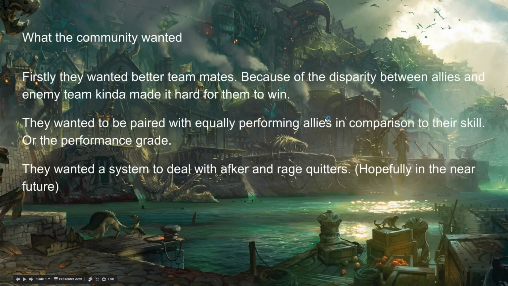The very first slide that we have is called what the community wanted. Firstly, they wanted better teammates. This is because the disparity between allies and enemy teams made it hard to win games, because you'd go from a game where you were totally dominating the enemy team, and then the next game you're getting totally jackhammered. So it was really hard to actually win those games and find a proper balance where you had good teammates versus good opponents. And if you lost, you knew that you lost because you couldn't match up and there was a misplay, or the comps out scale or whatever. It wasn't because there was such a massive disparity. It was a really good game, and it could have gone either way.